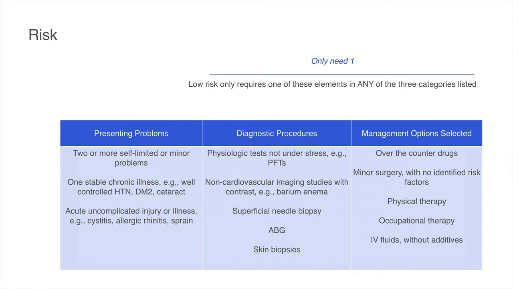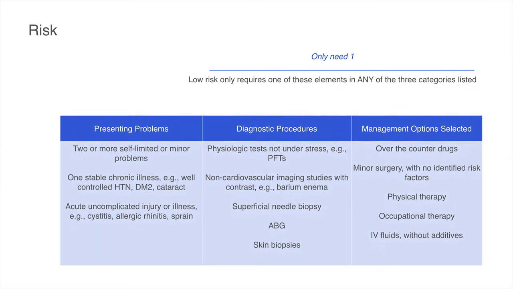And then under management options, we have, of course, you can see over-the-counter drugs, minor surgery with no identified risk factors, physical therapy, occupational therapy, and IV fluids without additives. So we would fall under the physical therapy, even though we're not physical therapists, but as chiropractors, we're managing the condition with a therapy or conservative treatment modality, which is what physical therapy would be considered. And of course, we could also manage it with over-the-counter medication as chiropractors if you thought that was appropriate. So again, we only need one of these in order to satisfy the requirement for risk, and specifically low risk.